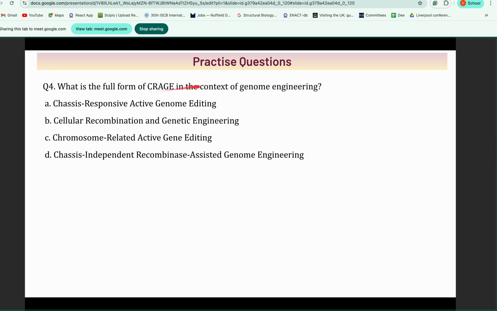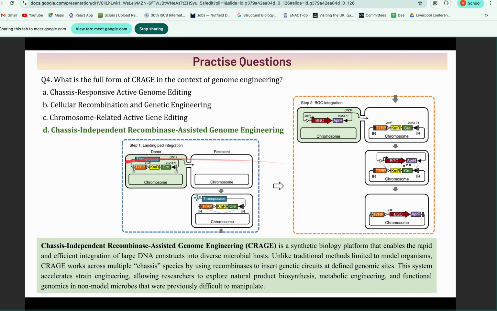Now the next question is, what is the full form of CRAGE in the context of genome editing? Option A, chassis responsive active genome editing. Option B, cellular recombination and genetic engineering. Option C, chromosome related active gene editing. And option D is chassis independent recombinase assisted genome engineering. So the right answer is option D, chassis independent recombinase assisted genome engineering.